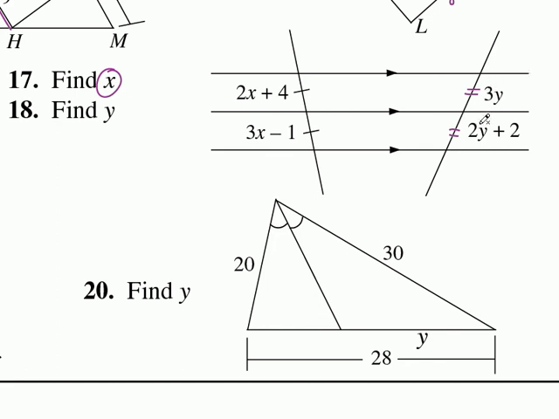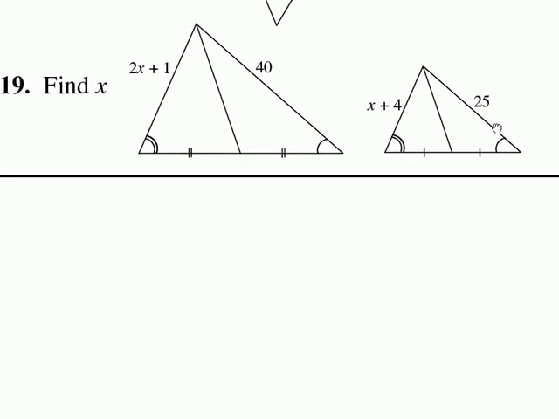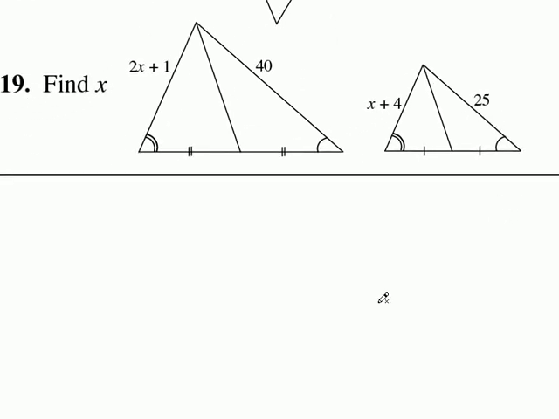How do you think you can set it up? You can set it up about 4 different ways. You could compare 2x plus 1 to what? To 40. If you want to go that way, you can. Compare this one to this one, but then what would I have to compare over here? This one to this one. You see that? Or I could have gone 2x plus 1 and compared it to x plus 4. And then I had to go 40 to 25. It doesn't really matter because when you cross multiply, you're going to end up with the same thing anyway.